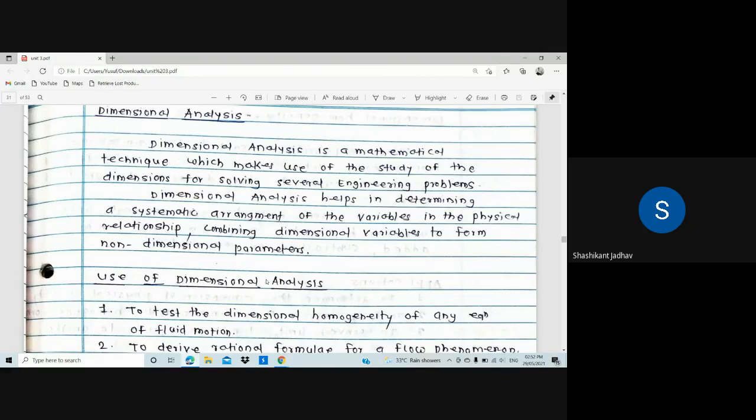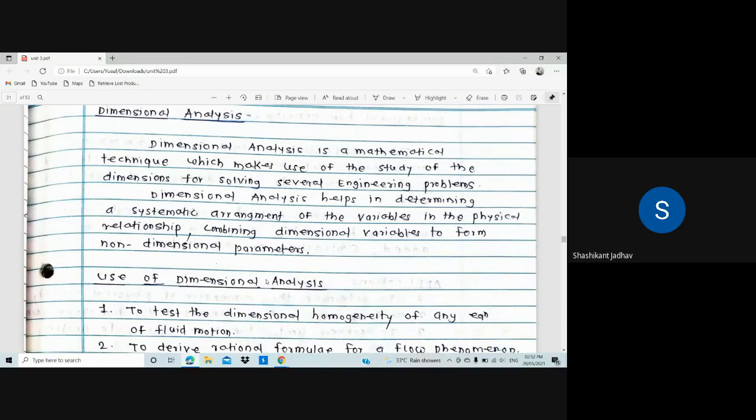Dimensional analysis is a mathematical technique. By using that we study these dimensions for solving different engineering problems. Dimensional analysis helps in determining a systematic arrangement of the variables in the physical relationship, combining dimensional variables to form non-dimensional parameters. From the dimensions of the different parameters we find out a relation, and we convert that relation into non-dimensional parameters.